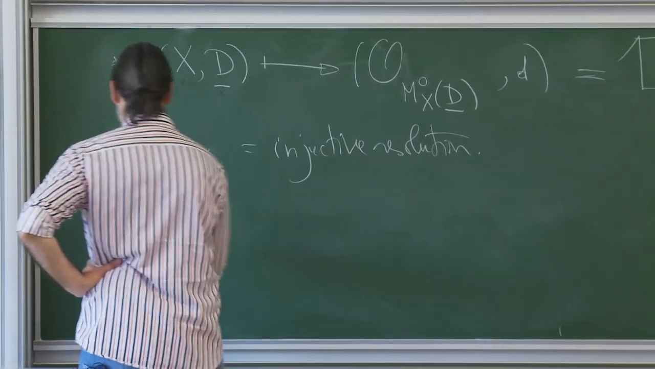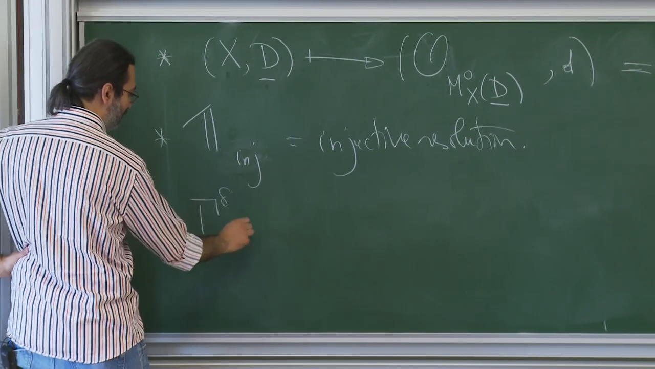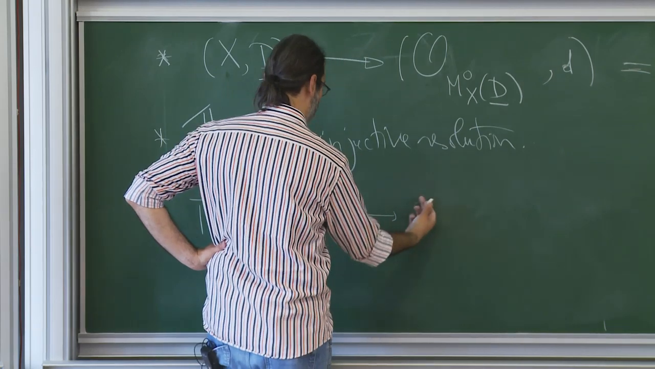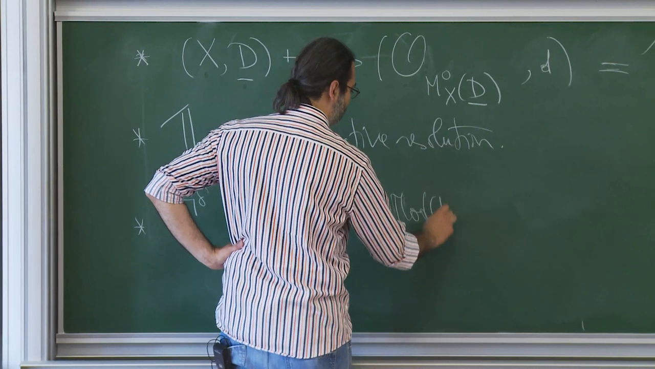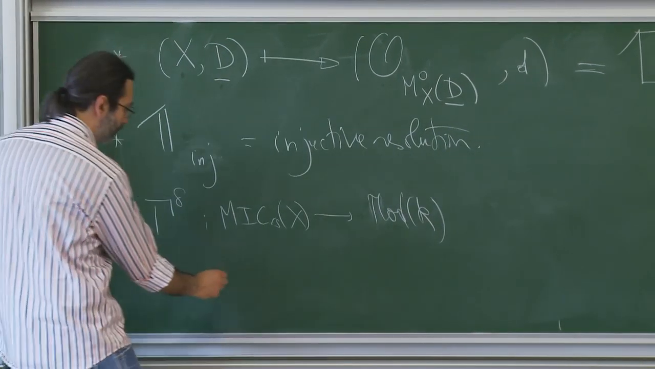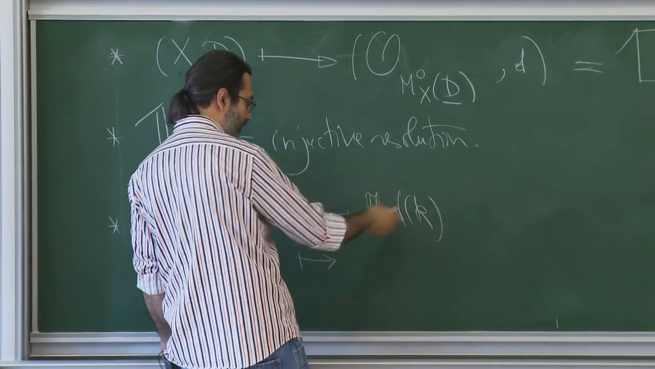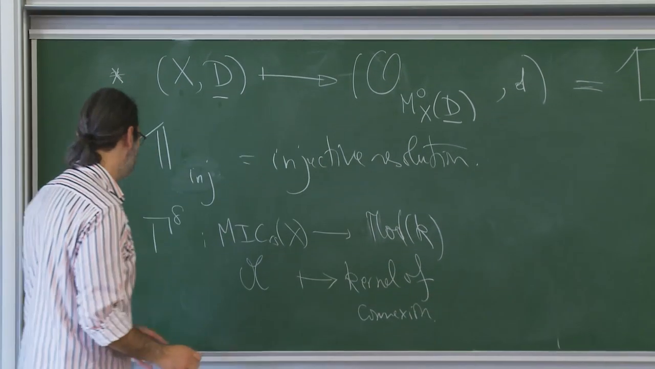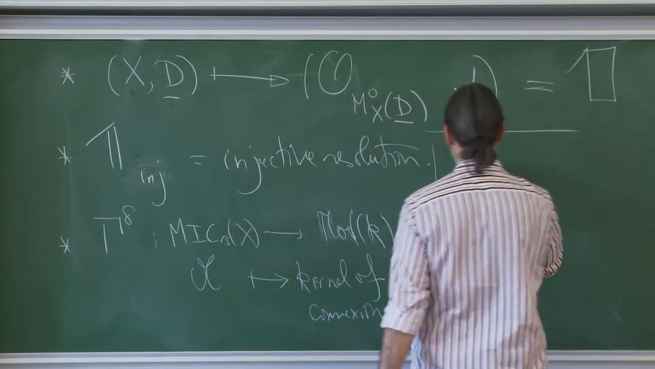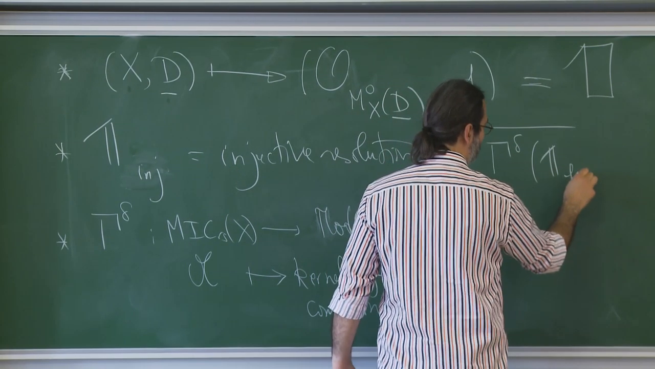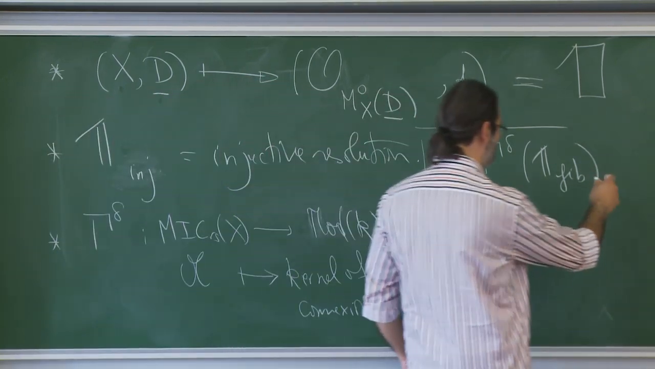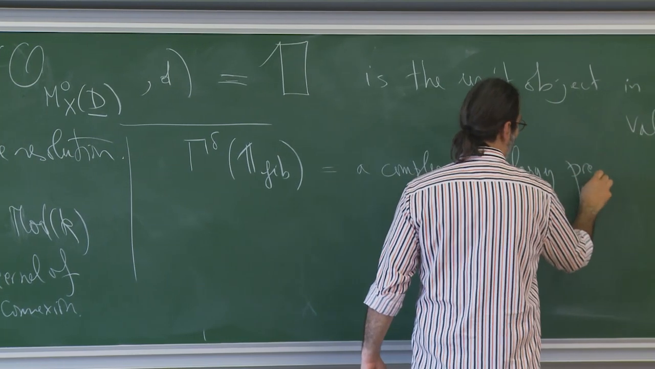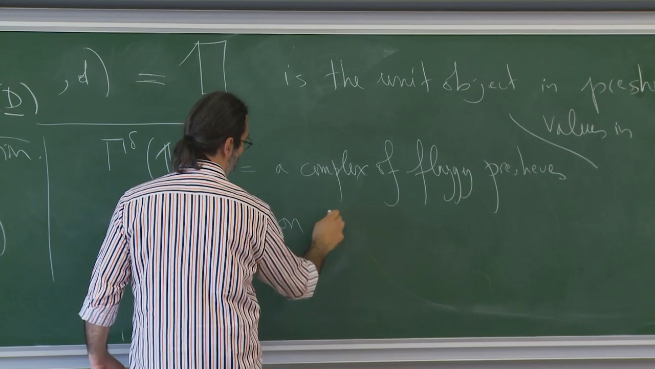We also have a construction. Let me denote by gamma delta, for any x, this functor of some kind of global section, which sends m to just the kernel of the connection. So therefore you can apply this to 1 fibrant. So what is this guy now? If you think about it for a minute, this is simply a complex of flaggy presheaves on smooth stratified schemes.